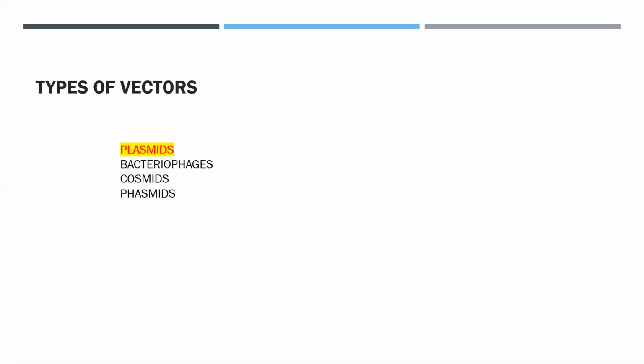Types of vectors. Okay, first one is plasmids, bacteriophages. Next, cosmids, plasmids.